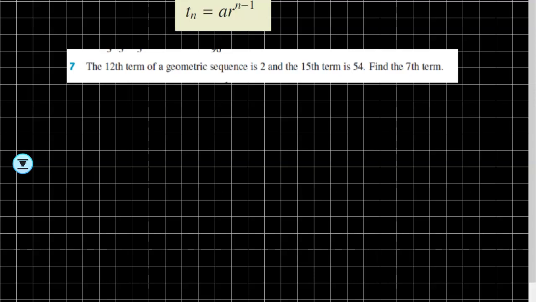As soon as we see geometric sequence, we write down our formula. We remember that A is the first term of the sequence. R is the ratio, remembering it's the second term divided by the first term, etc., etc.